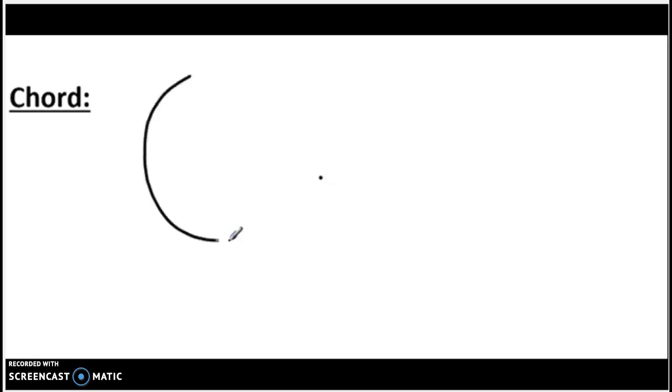First things first, we're going to start by talking about what a chord is. A chord, very simply put, is a segment whose endpoints are on the circle. So if this is my circle, anybody who has endpoints on the circle is a chord.